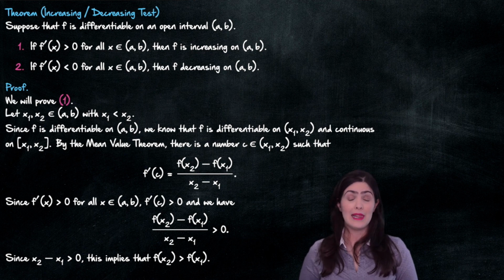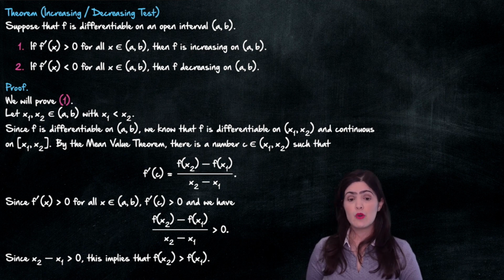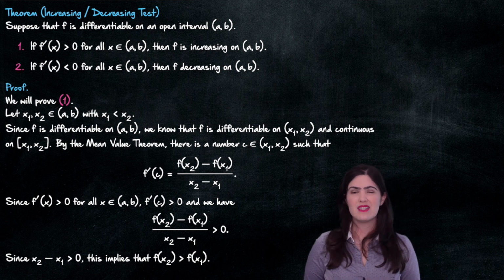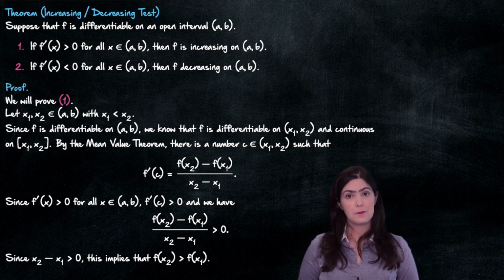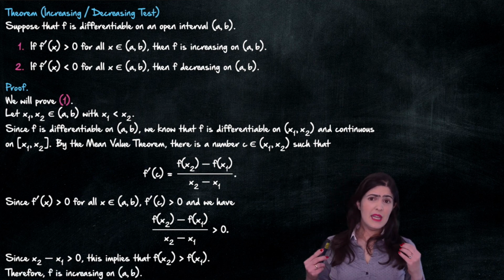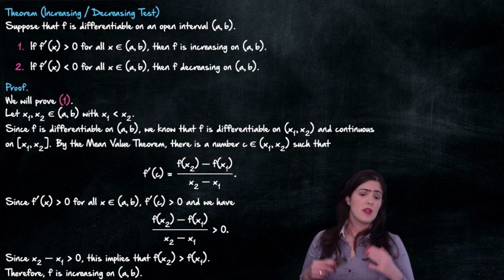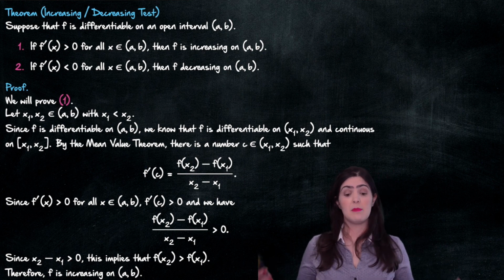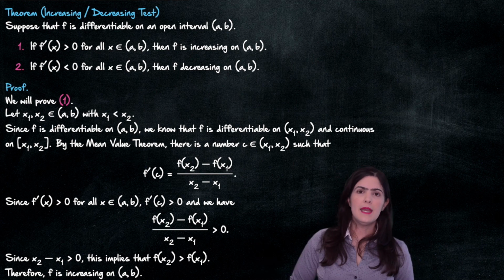And as I said, I will leave it for you as an exercise to prove part 2 of this theorem. But I'm sure you can do it because the proof is very, very similar to this one. So now that we have this, we know that if the derivative is positive for all points x in the interval (a, b), then my function is increasing.